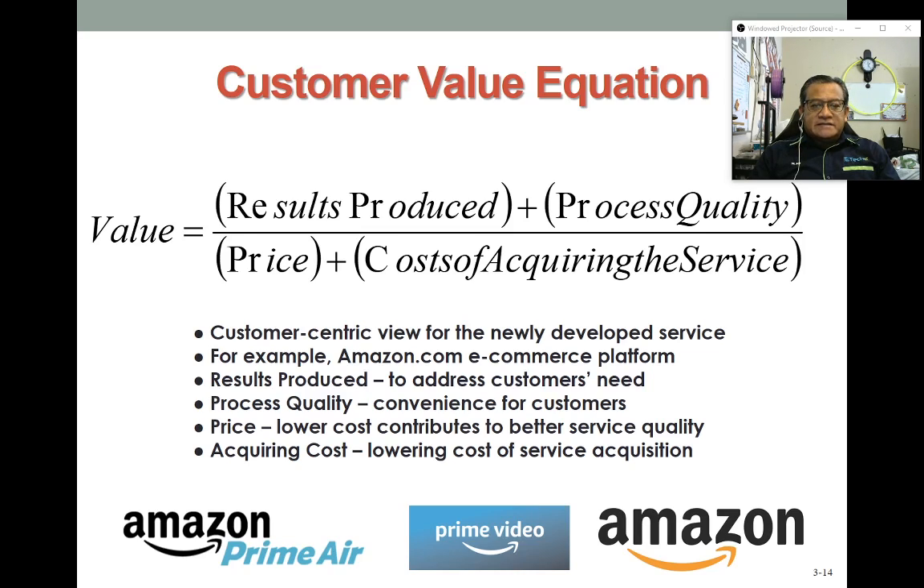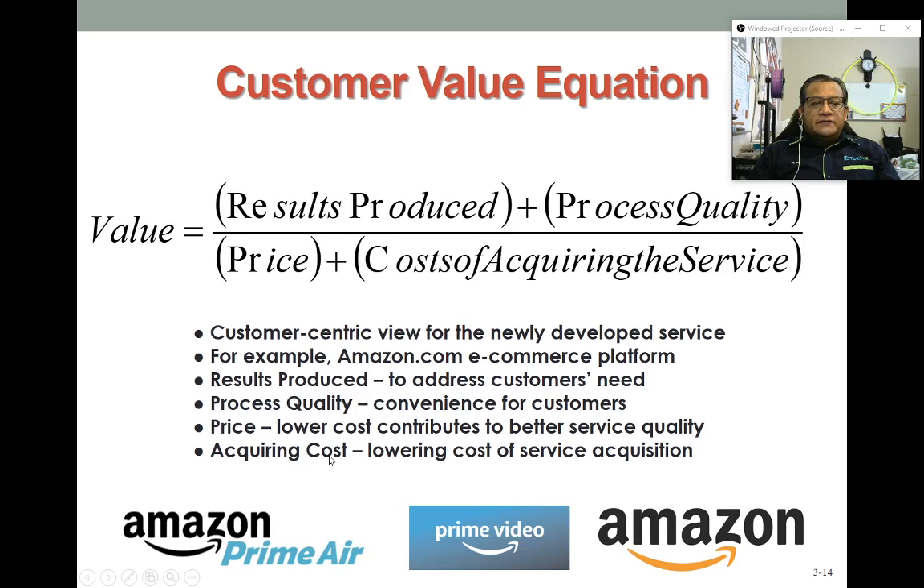How much it takes for a customer to get the service at what cost. This is what they call acquiring costs. It refers to lowering costs to acquire the service. If you could lower the cost to get the Amazon service, that means your acquiring cost is low.